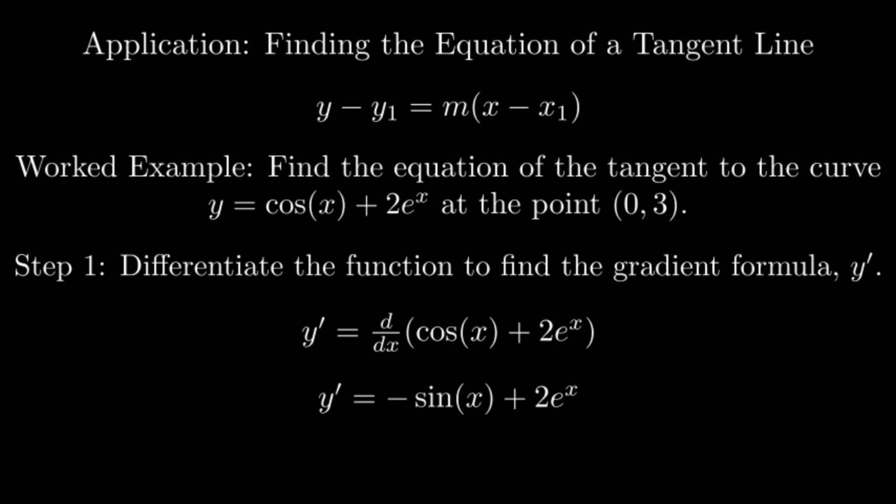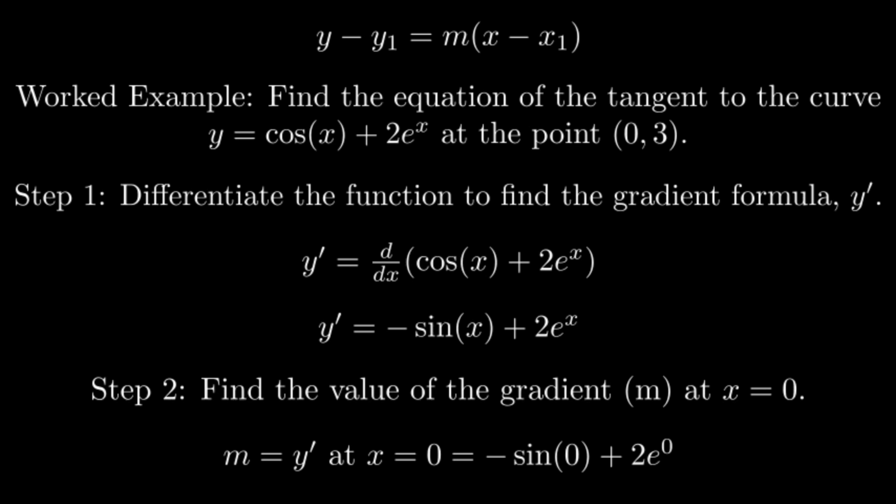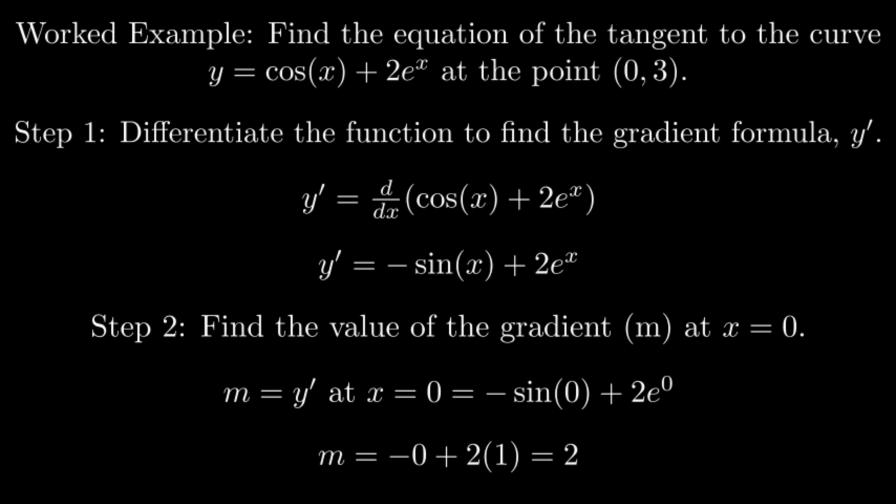We need a specific gradient at our point where x equals 0. So we substitute x equals 0 into our derivative expression. The gradient m is equal to negative sine of 0 plus 2 times e to the power of 0. Now we just need to evaluate this. Remember that sine of 0 is 0, and any number to the power of 0 is 1. So we have 0 plus 2 times 1, which gives us a gradient of 2.